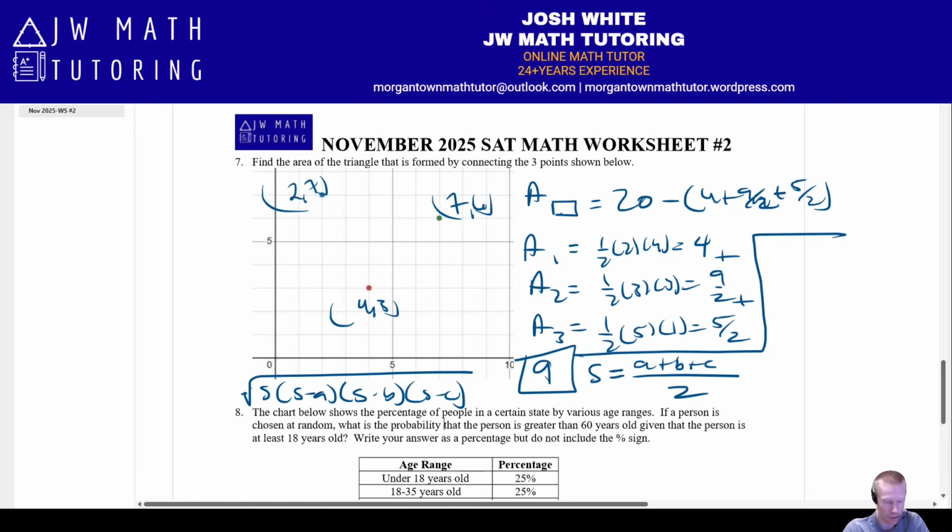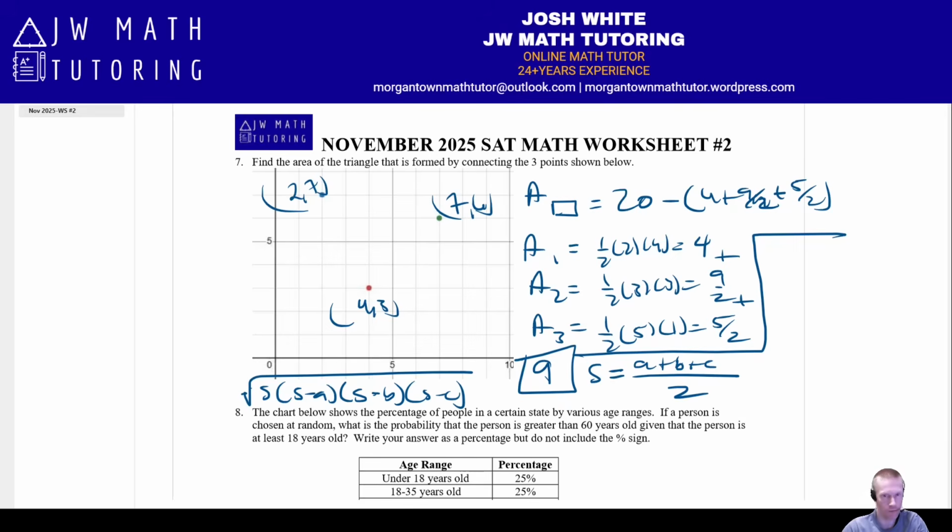There's also the shoelace theorem that you could use as well. I'm not going to bother demonstrating that because most people have not seen that and have not learned that. So I'll just say that is an alternate third approach you could use. Like I said, I'm not going to bother demonstrating it here though.